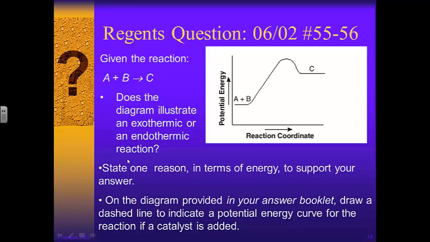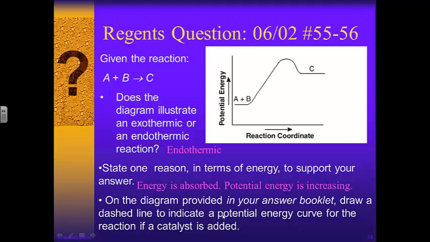Given the reaction A plus B yields C, does the diagram illustrate an exothermic or endothermic reaction, and state one reason in terms of energy to support your answer? Well, we're going uphill, so it's endothermic, and the potential energy of our products is higher than the potential energy of our reactants. Or energy is being absorbed, or potential energy is increasing.